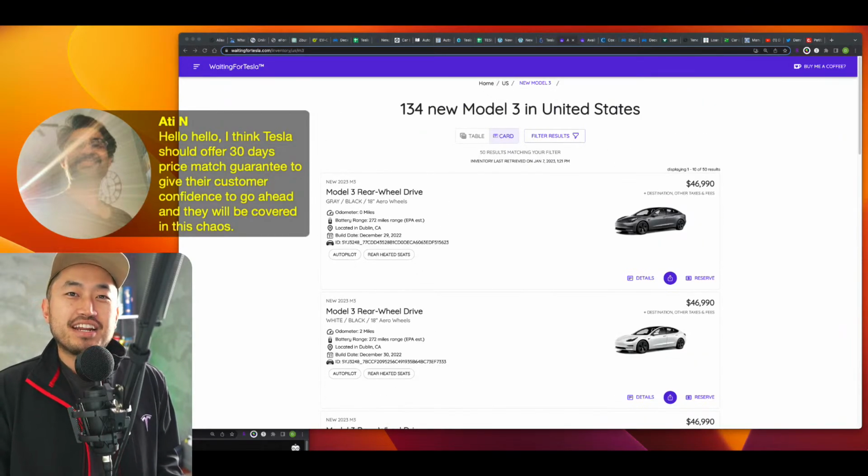I think Tesla should offer a 30-day price match guarantee to give customers confidence to go ahead, and they will be covered in this chaos. That's actually not a bad idea. I kind of like that.